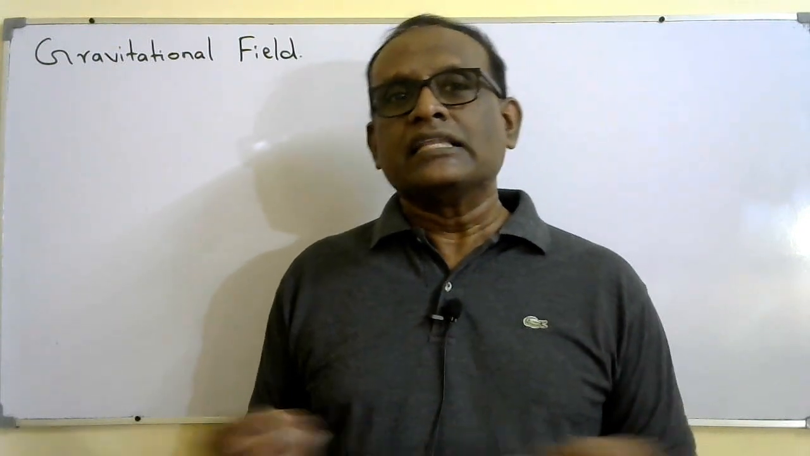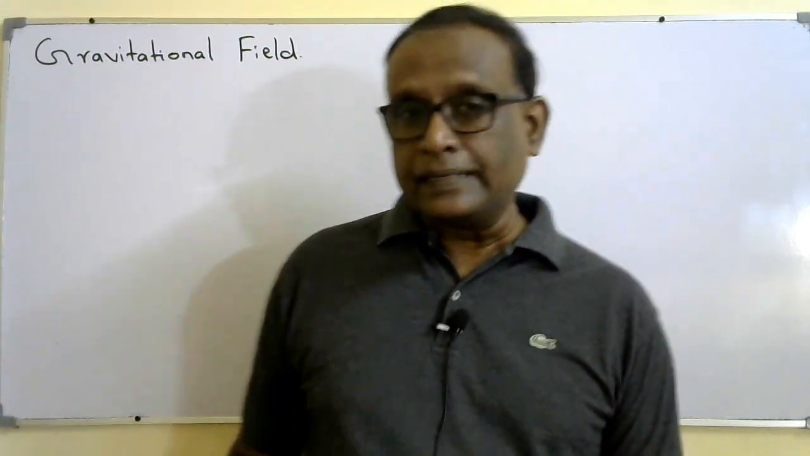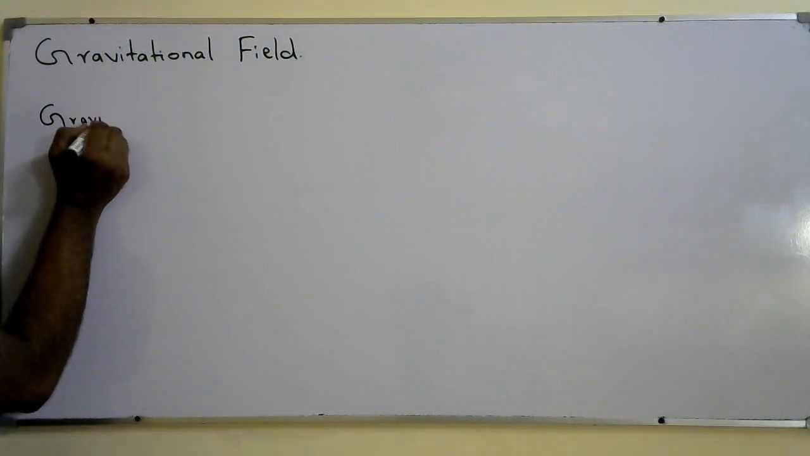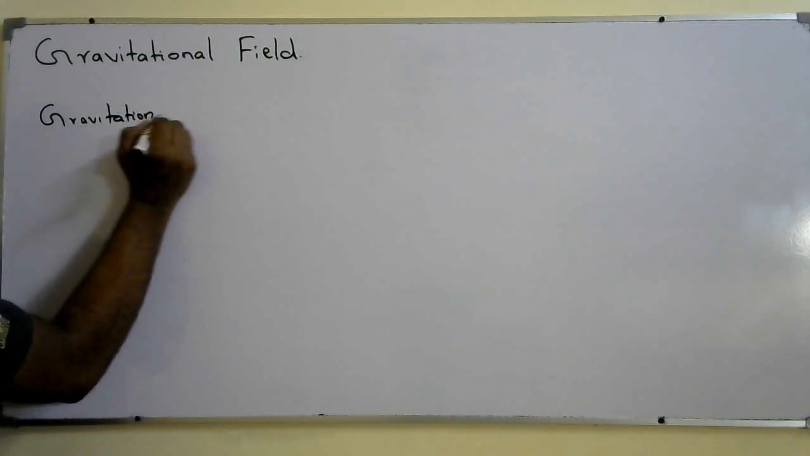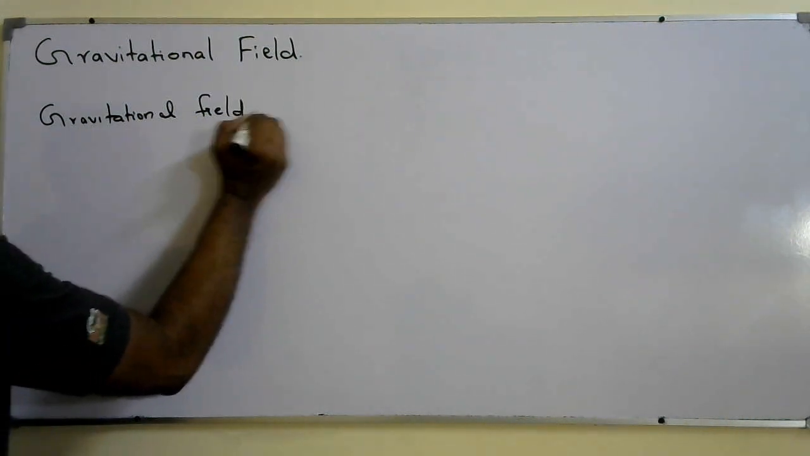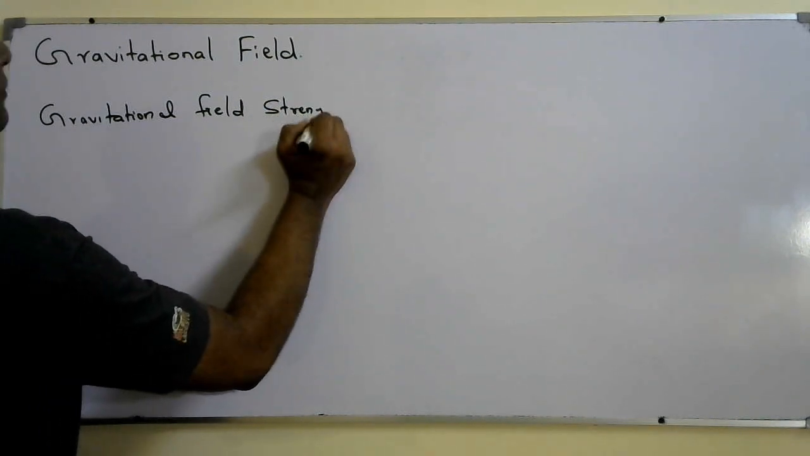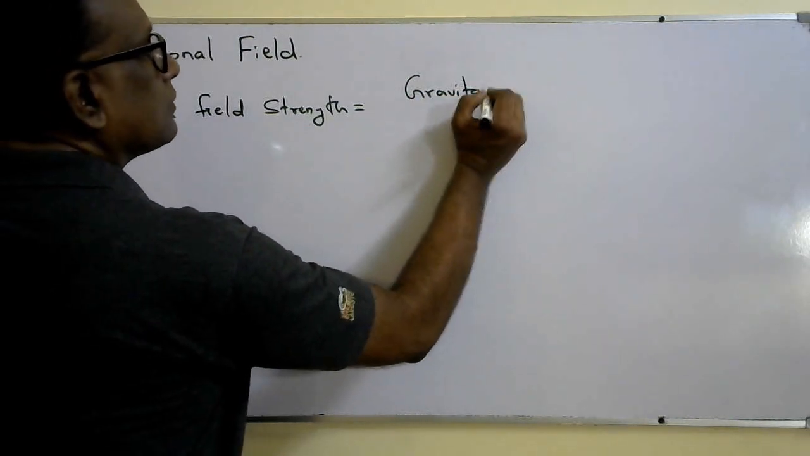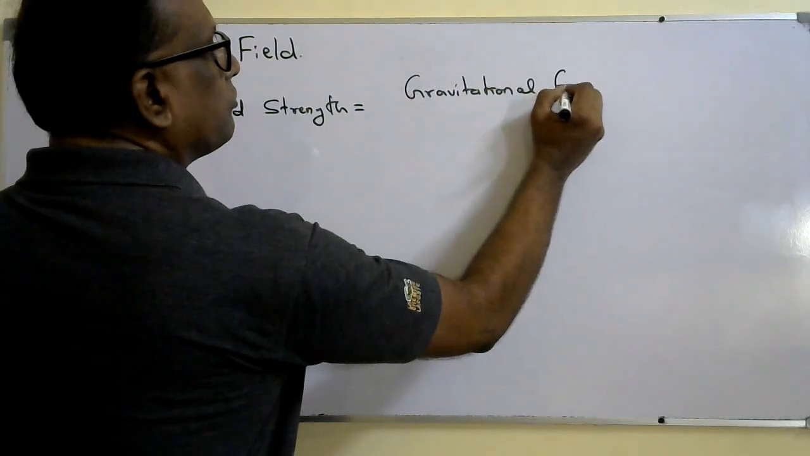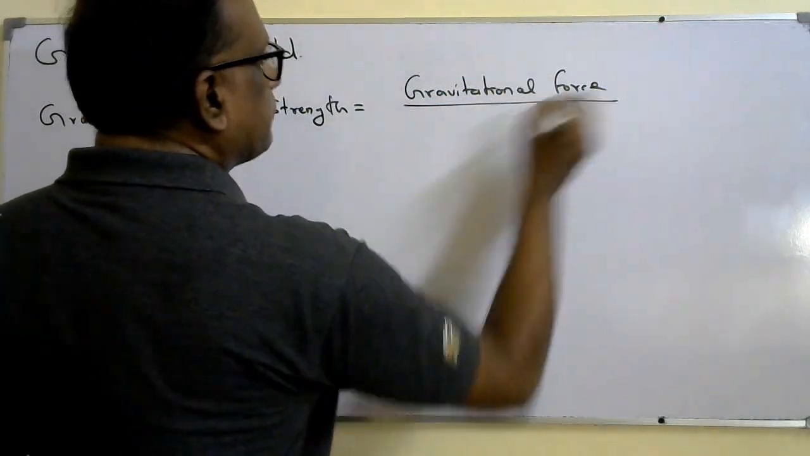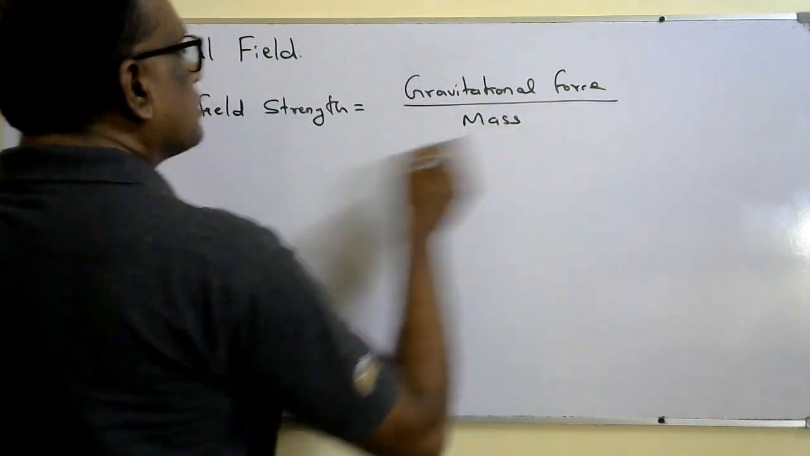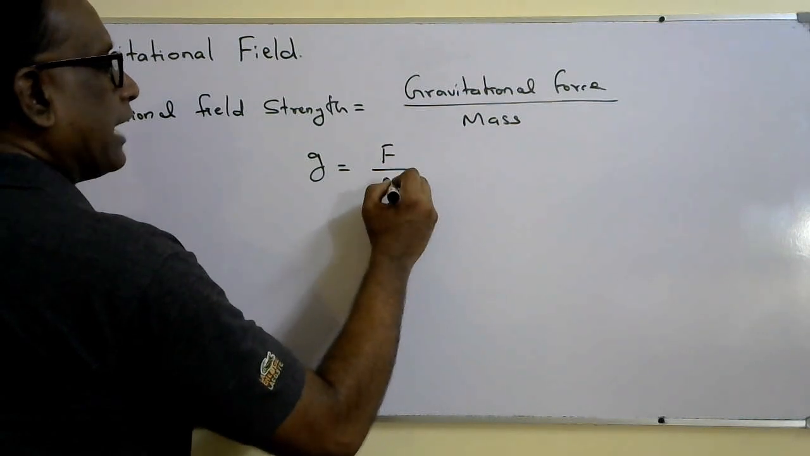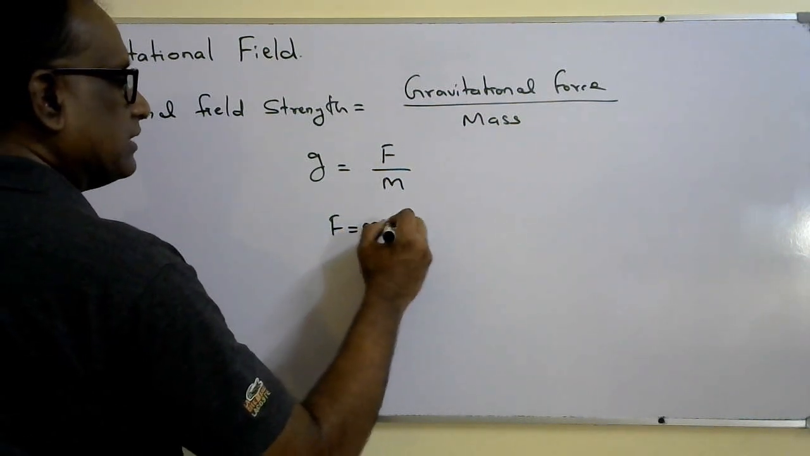But normally here the point masses we don't consider. I'll come to that point later. But here the gravitational field strength is defined as gravitational force per unit mass, meaning we divide by mass. So the notation: symbol g, gravitational force F, mass m. So F equals mg, the first equation.